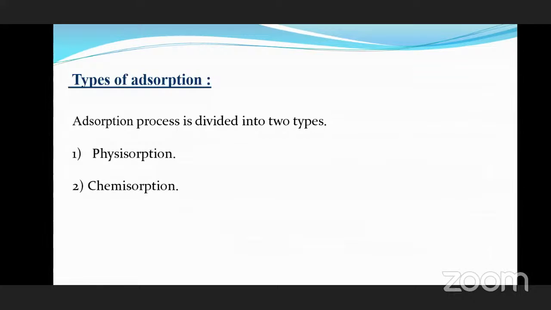Then the types of adsorption. In this chapter, we have to learn more about adsorption. Based on their physical properties, the adsorption process is divided into two types. Number one is physisorption. Number two is chemisorption. Physisorption, that is phi plus sorption. Chemisorption, that is chem plus sorption.